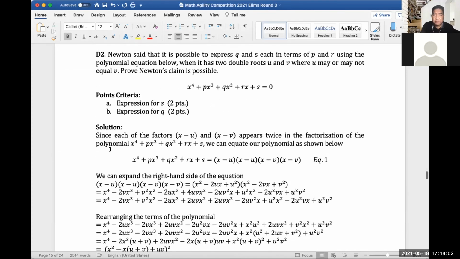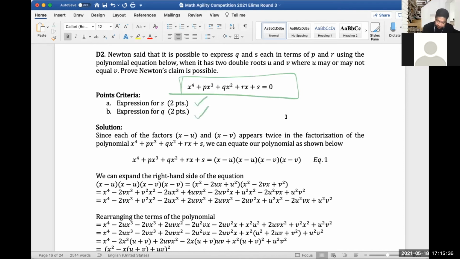So Newton said that it is possible to express Q and S each in terms of P and R using the polynomial equation below, when it has two double roots U and V, where U may or may not equal V. Prove Newton's claim is possible. So this is the polynomial equation: x to the fourth plus px cubed plus qx squared plus rx plus s. And the requirement is, what is the expression for s in terms of p and r, right? And the second requirement is the expression of q in terms of p and r as well.